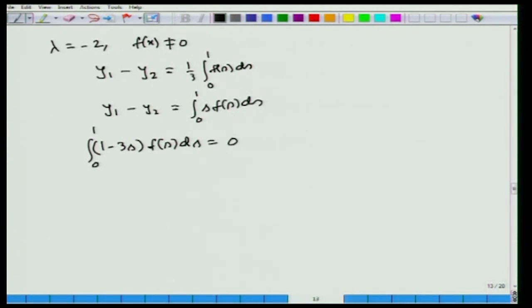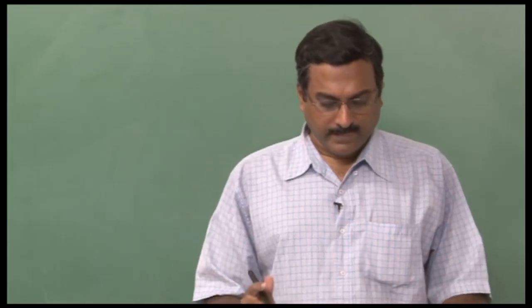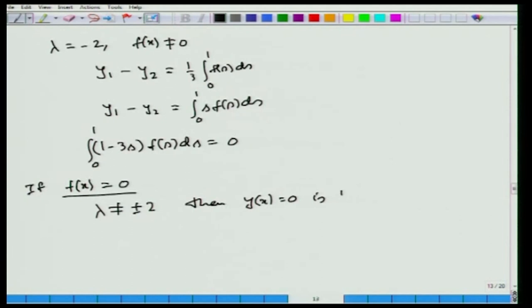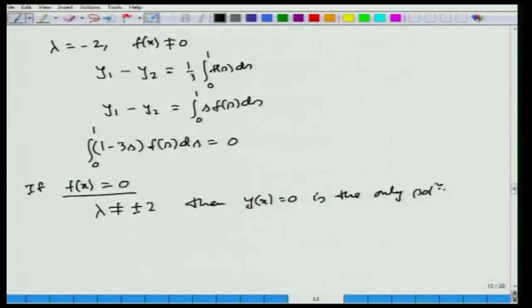And if this condition holds, that is integral 0 to 1 (1 minus 3s) f(s) ds equal to 0, then the system of equations is actually redundant, because in this case both equations can be reduced to a single equation. So, now the case when f(x) is equal to 0. If f(x) equal to 0 and lambda not equal to plus minus 2, then y(x) equal to 0 is the only solution, as we have discussed earlier also. And next, we can try to calculate the eigenfunctions associated with the eigenvalues plus minus 2 whenever f(x) equal to 0.